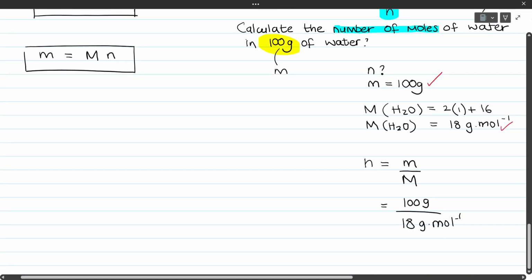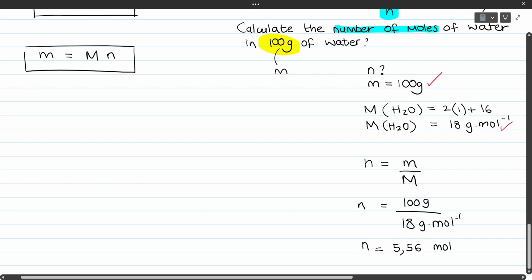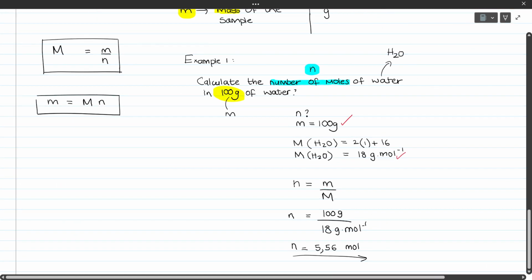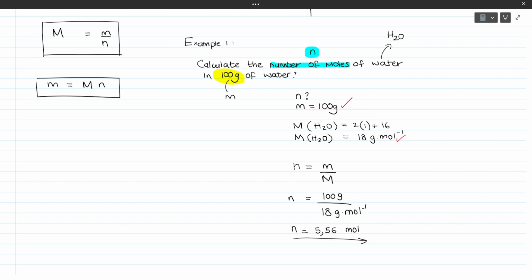And if we do this calculation, we should get 5.56. Remember your unit of measurement. We've got n. n stands for number of moles. We write it as that. Okay, so we see how we calculate number of moles now. It's a weird concept to get used to, but when you're using this equation, it makes sense because all you need is your molar mass, which you get from your periodic table, and you need your mass in grams.